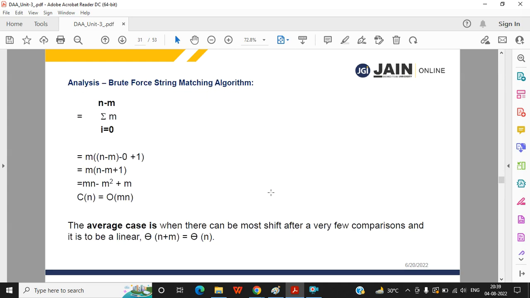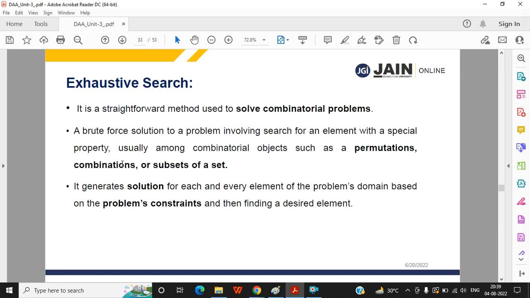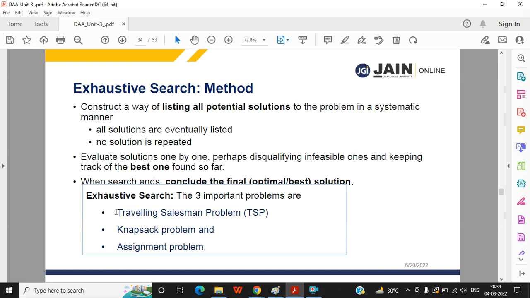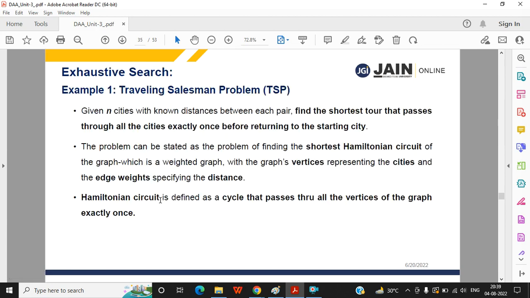Okay, then we move to exhaustive search. Inside exhaustive search, this is also a brute force technique. Inside exhaustive search, you have the traveling salesman problem, knapsack problem, and assignment problem. Just quickly go through it.